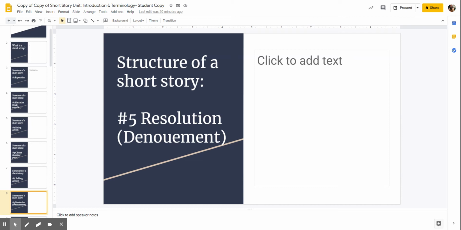But for this, we're just going to call it the resolution. The resolution is just the outcome of the story in which the conflict is resolved. Remember, resolved, resolution. That's how I always remember it, and I still do to this day.